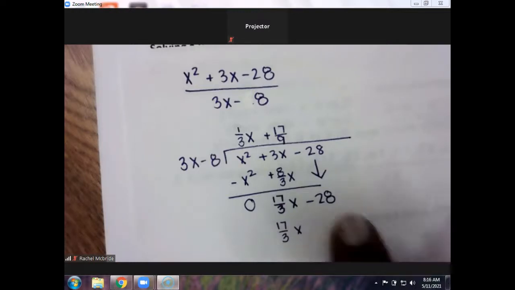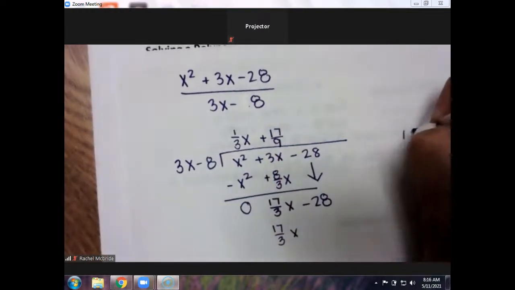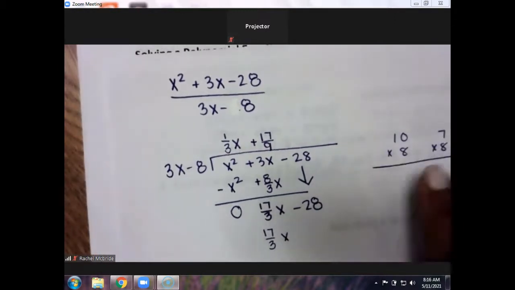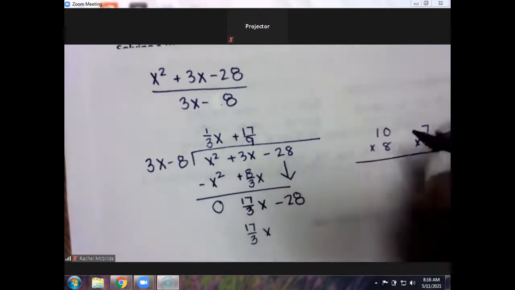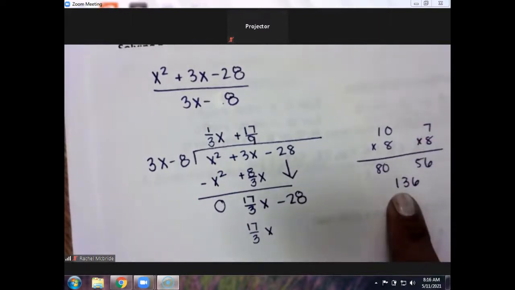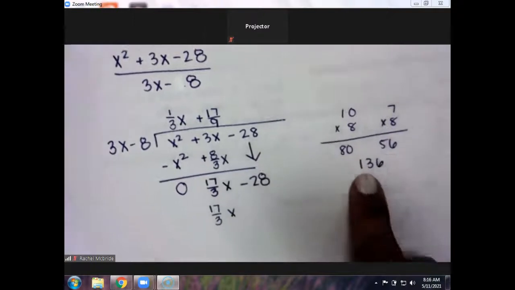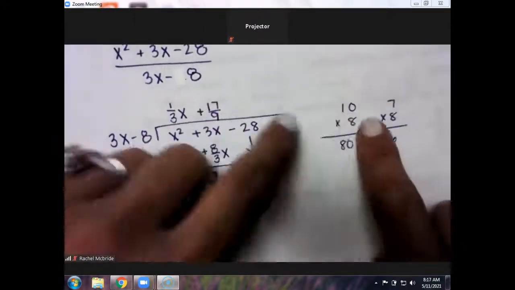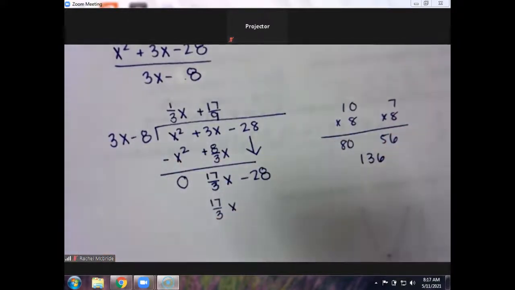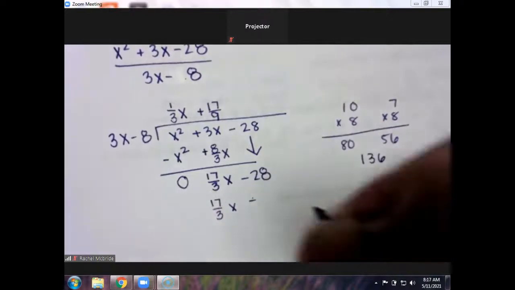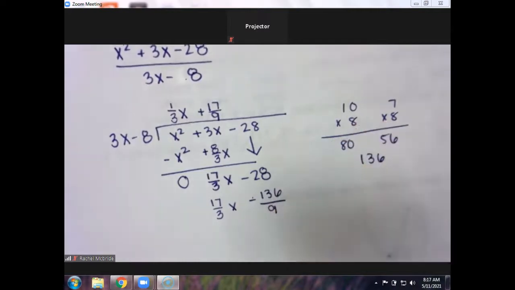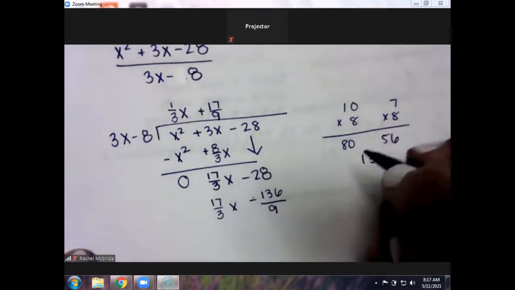And 17 times 8, if you think about it, it's kind of like 10 times 8 and 7 times 8. We're just going to add them together. So that's 80 and 56, which is 136. So if I don't have a calculator, I'm doing math mentally. I'm taking 17 and breaking it down into 10 and 7, multiplying both by 8 and adding them. So you get negative 136 over 9.